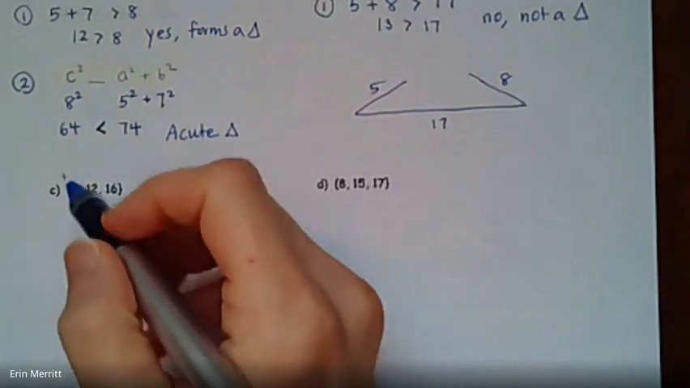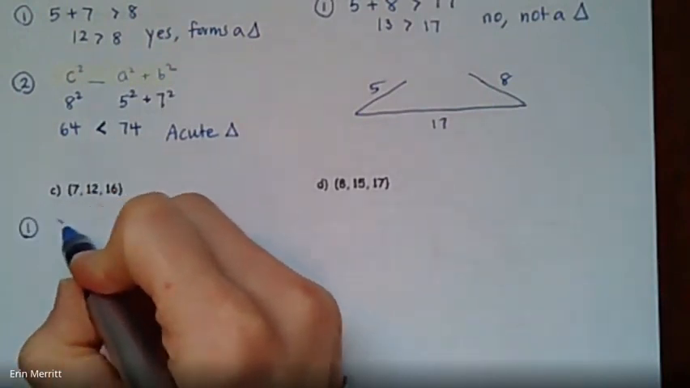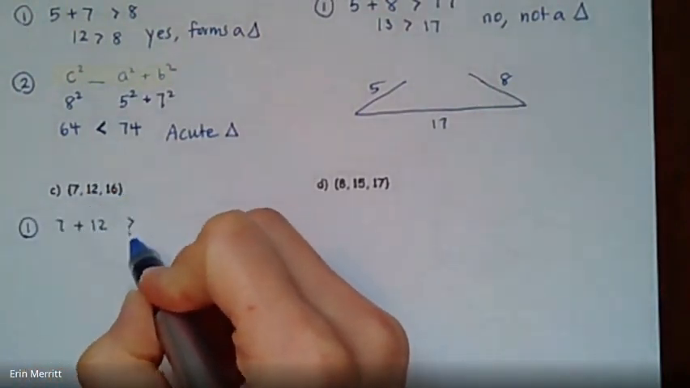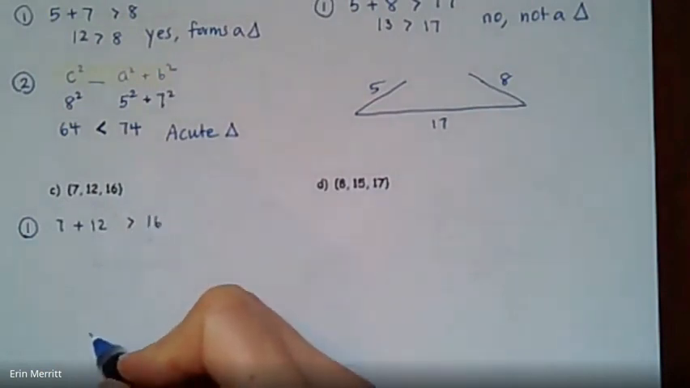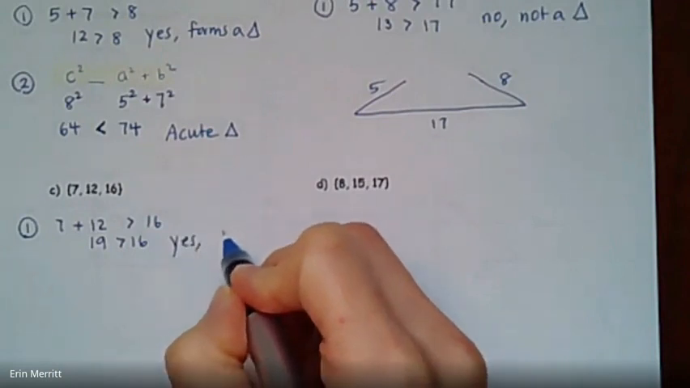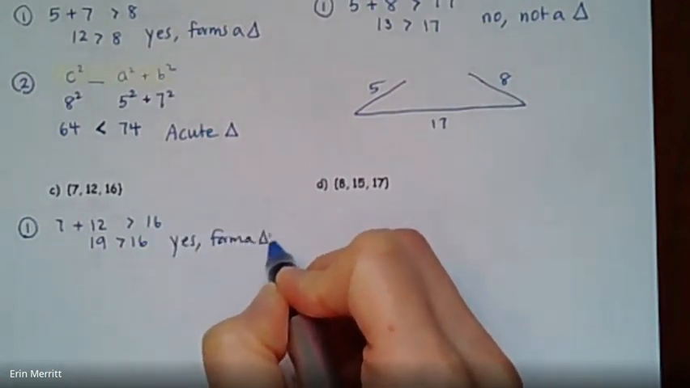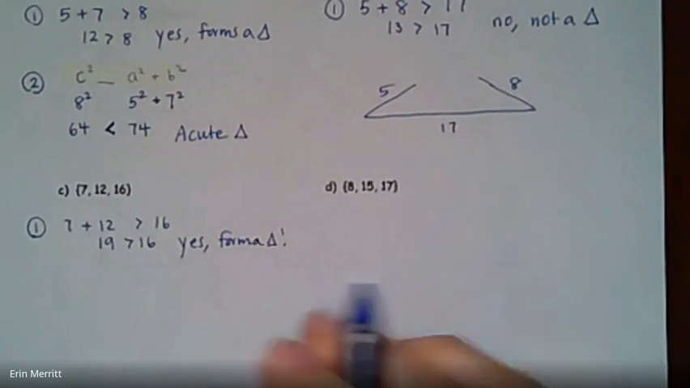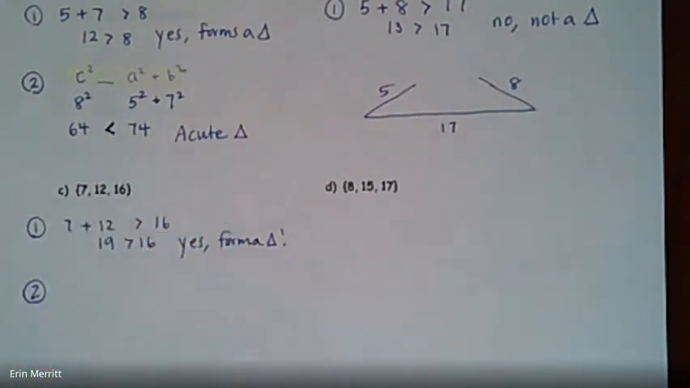With that being said, let's try another one where it does work out. So when we hit C, all right, first things first, check and see if it'll form a triangle. So 7 plus 12, is that greater than 16? So that gives me 19, which is greater than 16. So yes, it will form a triangle. Since it forms a triangle, now let's figure out what kind.